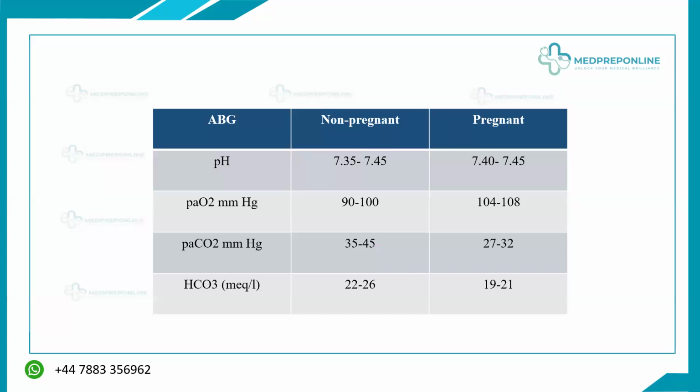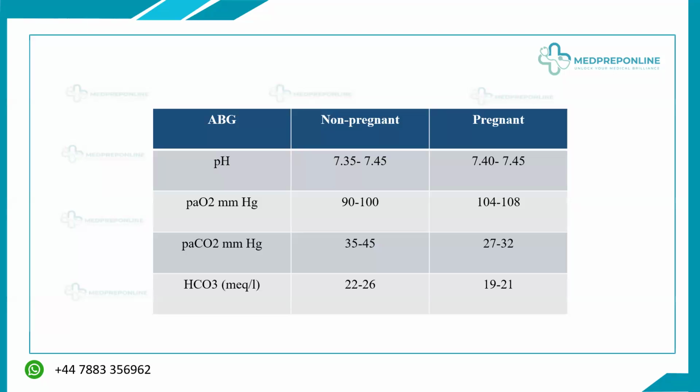So in ABG, what parameters should you look out for? Like we discussed, it's a slightly alkalotic state. The pH is almost around 7.40 to 7.45. The PaO2 increases to 104 to 108. PaCO2, always remember, goes down. So if you're not given any reference values in the ABG, please learn to identify that the PaCO2 in pregnancy is much lower.